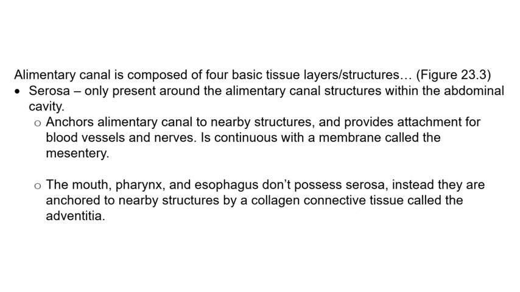It is only present around the alimentary canal structures that are found within the abdominal cavity. There it anchors the alimentary canal to nearby structures, and it also provides attachment for blood vessels and nerves. It is continuous with a membrane that is called the mesentery. The mouth, the pharynx, and the esophagus do not possess a serosa. Instead, they are anchored to nearby structures by a collagen connective tissue layer that's called the adventitia.